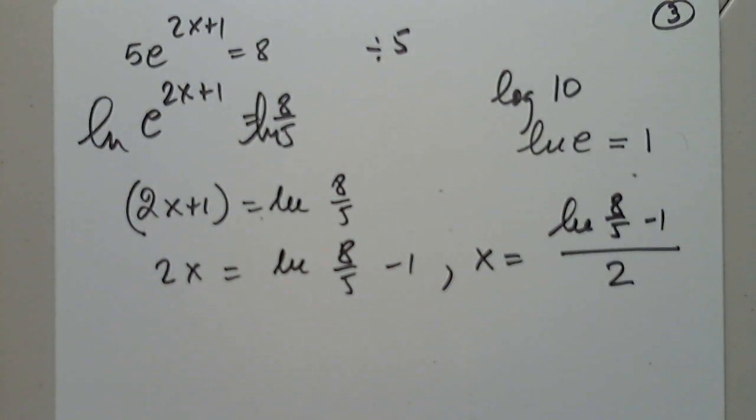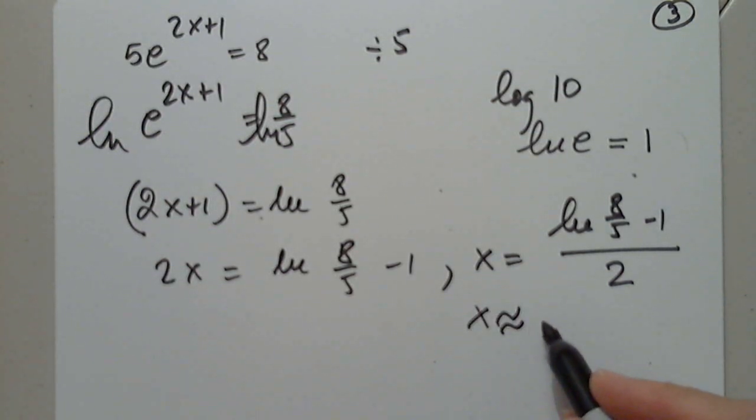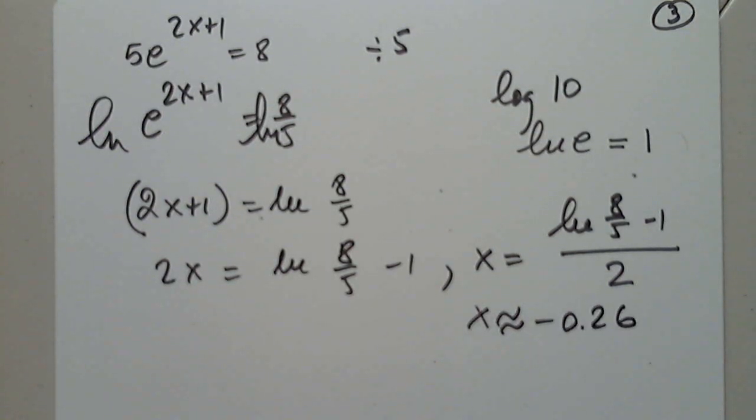And yes, if we put this in the graphing calculator, I'm sure everyone got the correct answer. So I have parentheses at the top. Be very careful. Parentheses at the top, natural log of 8/5. Don't forget to subtract 1, close the parentheses, and divide by 2. And with 2 decimal places, this is approximately negative 0.26. And I think everyone got that correctly.